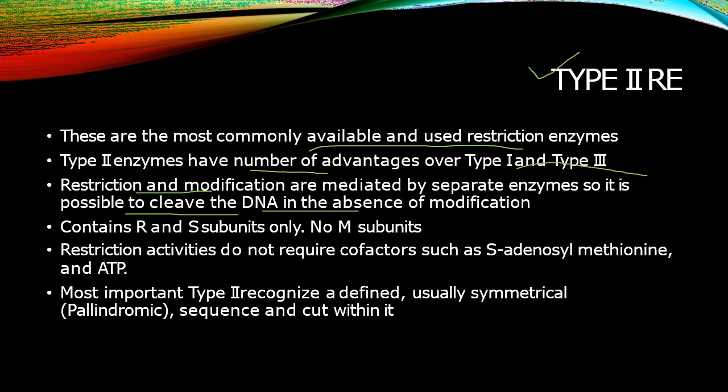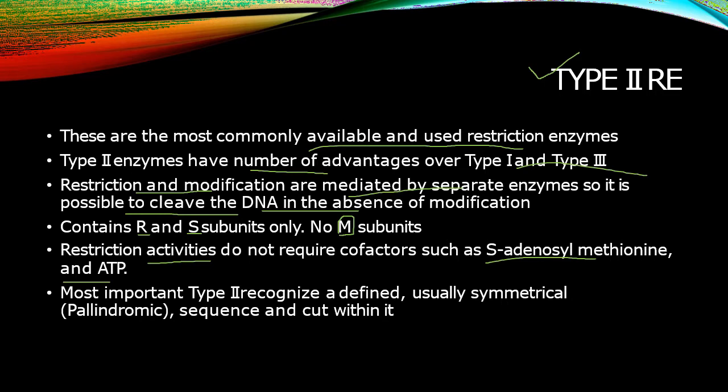Also, it contains the R, which is the restriction, and the S subunits only. It does not have the M subunit, so it does not have the modification subunit. Basically, restriction and modification are mediated by separate enzymes, so it does not matter whether it has one or not. Also, the restriction activities do not require cofactors such as S-adenosyl methionine and ATP, whereas type 1 has them. Along with this, type 1 has methionine, ATP, as well as magnesium, whereas type 2 has none.